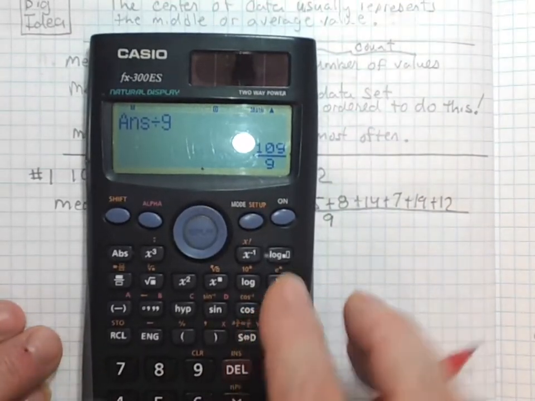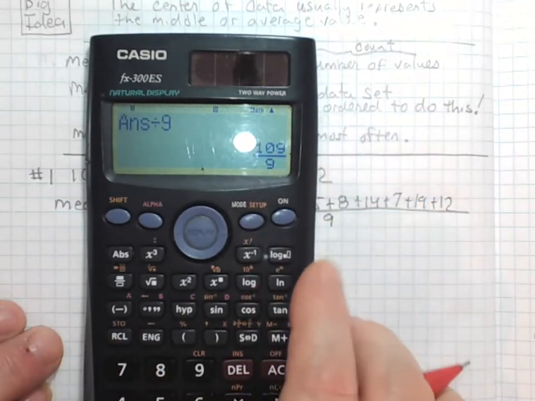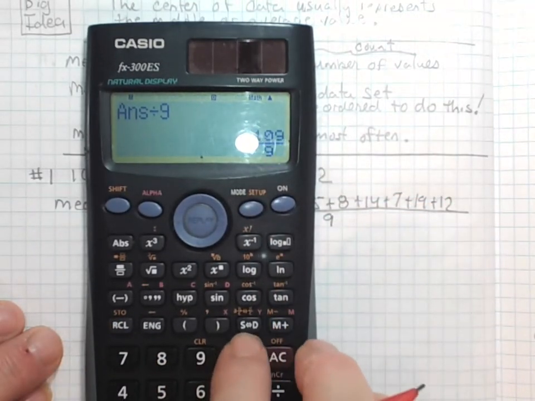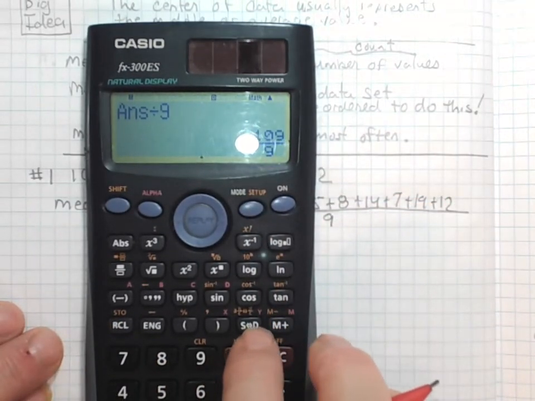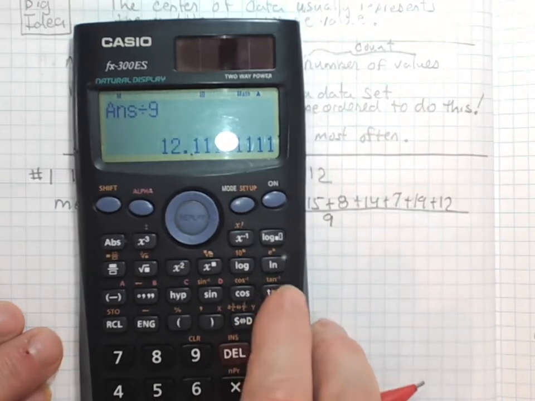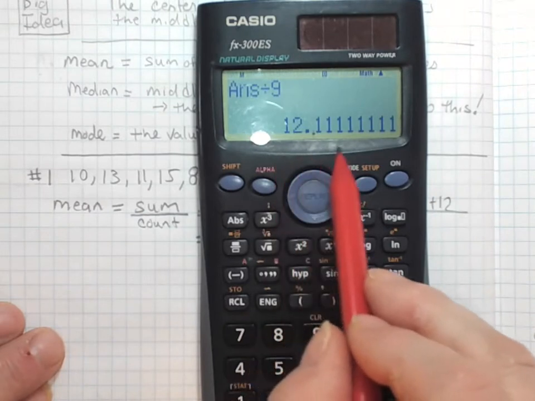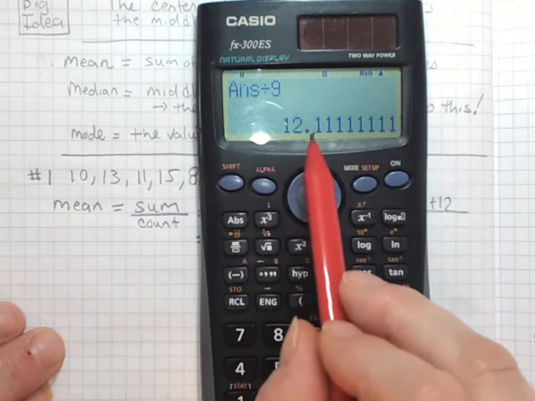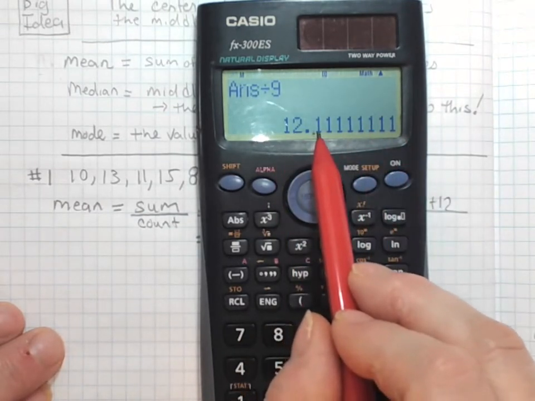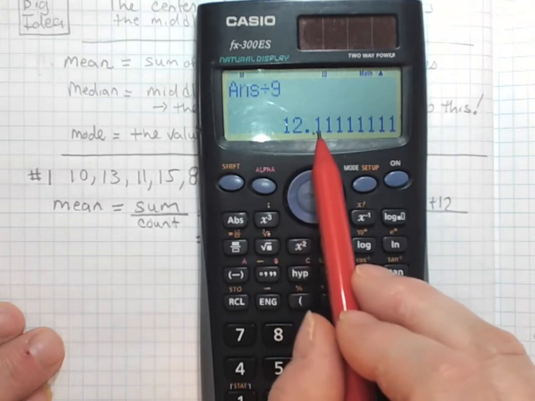My calculator keeps everything in fraction form. I can convert it using the S to D button. This switches it to decimal mode. So if I just touch that, I can see that my average is 12.1. Typically we just pick off the tenths place. So this is about 12.1.